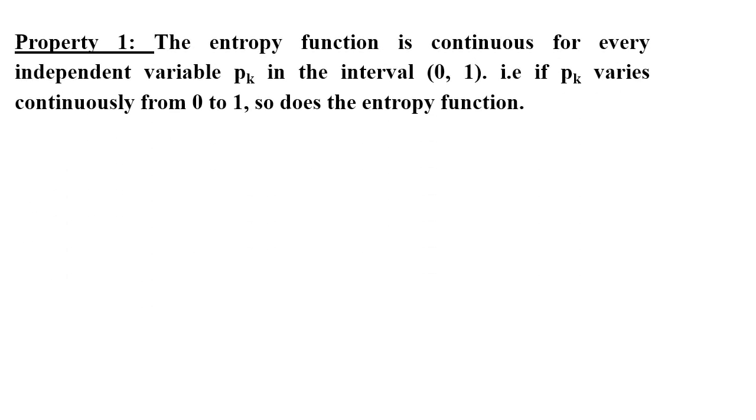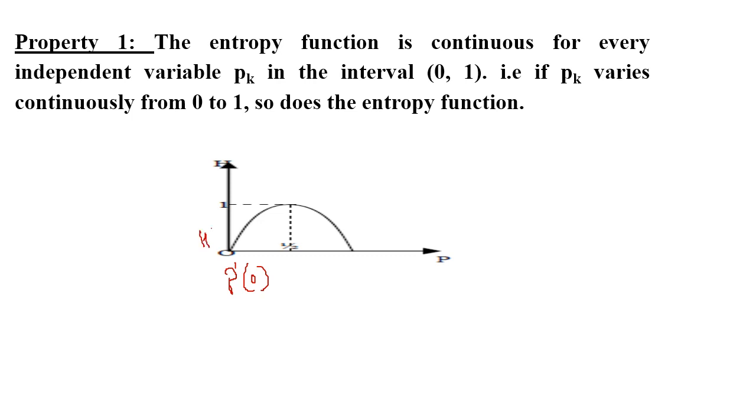First property, the entropy function is a continuous function for every independent variable pk in the interval 0 to 1. That is, as pk varies continuously from 0 to 1, so does the entropy. If you look at this plot, when the probability value p is equal to 0, you get the entropy value H equal to 0. So how did we get this?